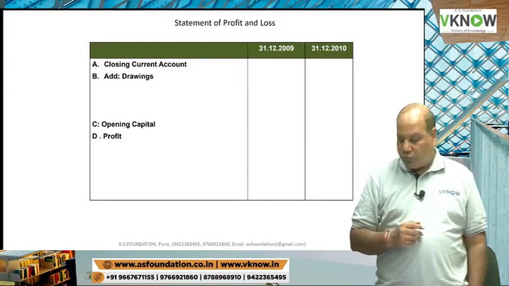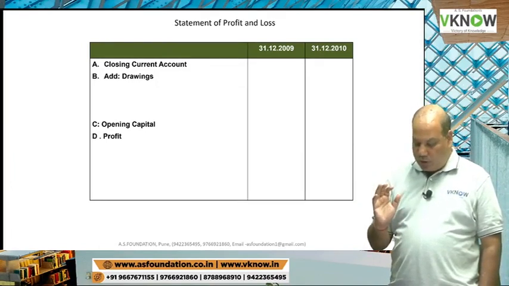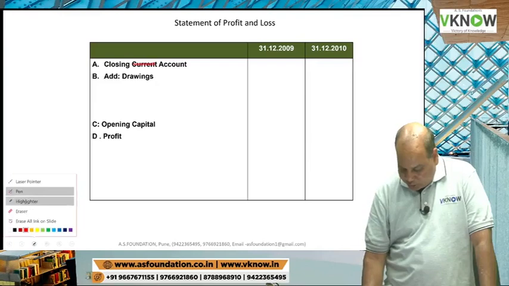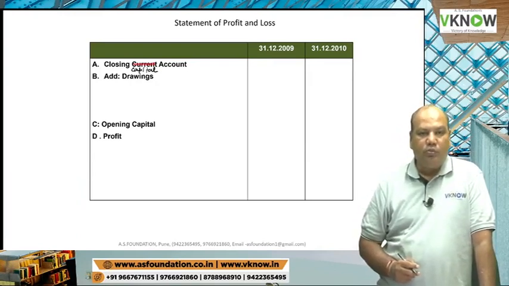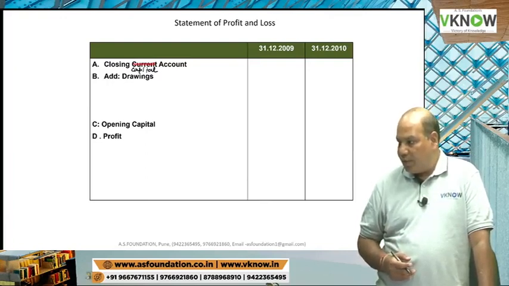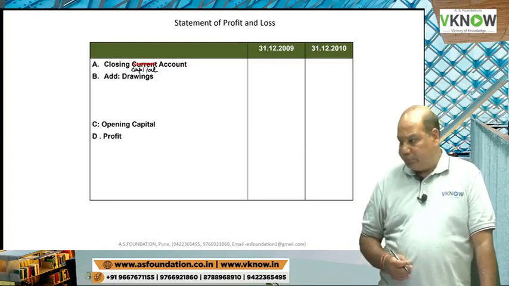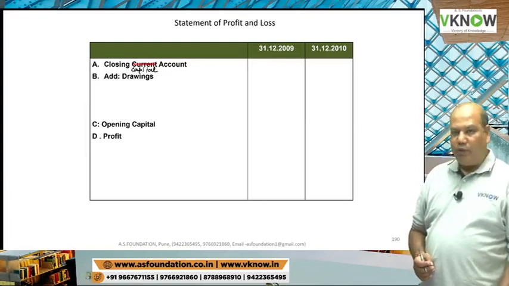Right hand side, two columns, 31/12/2009, 31/12/2010. Format. Point A, closing capital account, write down, because current account in this question is not there. Closing capital account, one line blank. Point B, add drawing, 5 lines blank. Point C, opening capital, one line blank. And point D, profit, 5 lines blank.